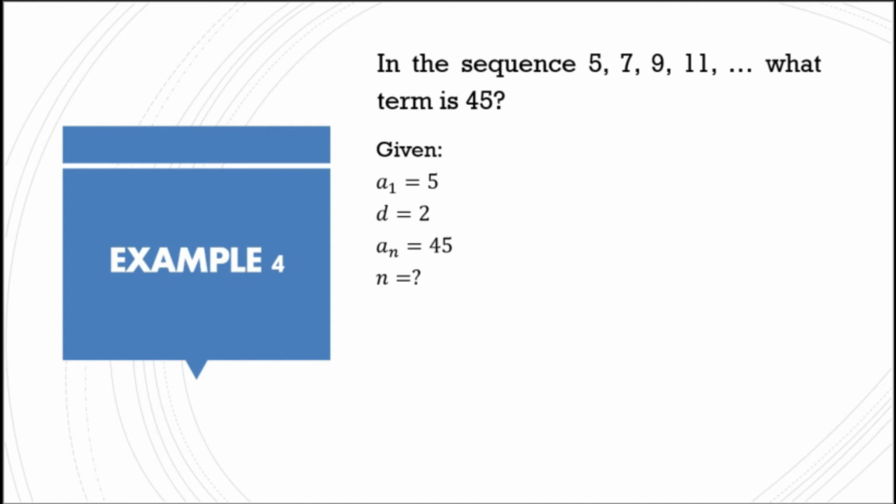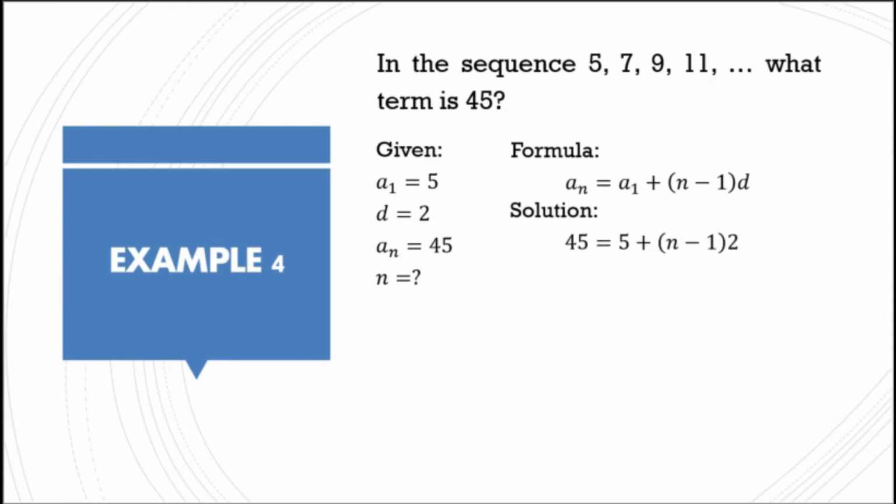Of course, our formula is a sub n is equal to a sub 1 plus the quantity n minus 1 multiplied to d. We now substitute the given to the formula. We now have 45 is equal to a sub 1, which is 5, plus n minus 1 multiplied to d, which is 2. Then we distribute 2 to the quantity n minus 1. So we have 2 multiplied to n, which is equal to 2n, and 2 multiplied to negative 1, which is negative 2. And we now have 5 minus 2, which is equal to 3.